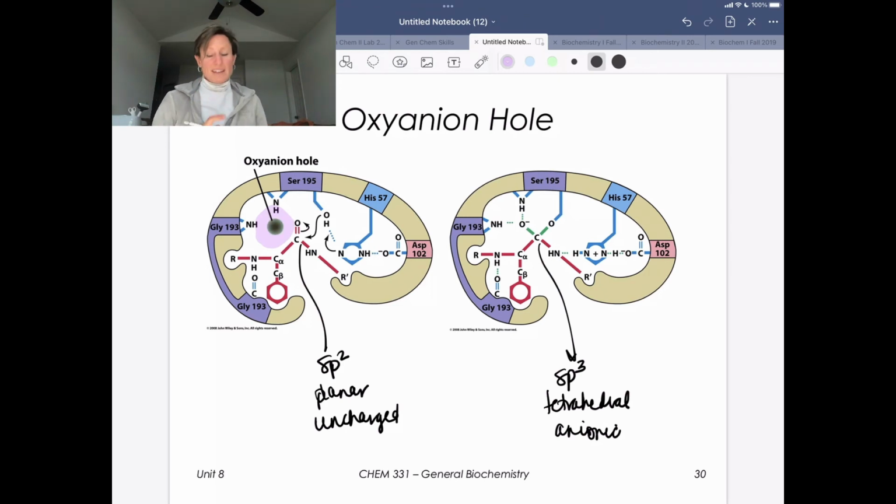Okay, so what is in that oxyanion hole? We're going to have negative stuff that gets thrown in there. And so we're going to have backbone atoms that can hydrogen bond there and help stabilize that negative charge. Okay, so that helps make the formation of that tetrahedral intermediate much more favorable because it's stabilizing us getting there.